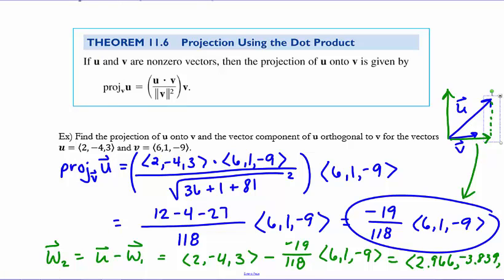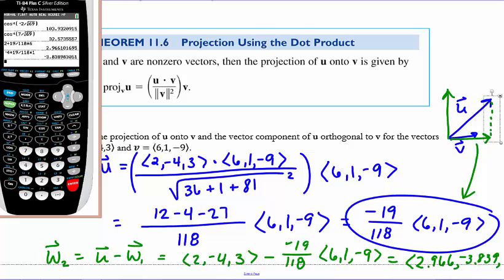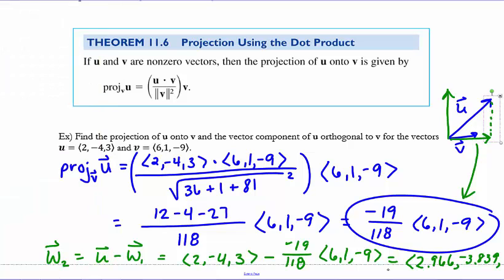And then our last component, which is going to bother me here that these are all separate, but it's what I've got to do. This last component is going to be 3 minus a negative times a negative, so I'm going to do 3 minus 19 over 118 times 9, 1.551. And there you go. That's just what it is, just using the formula.